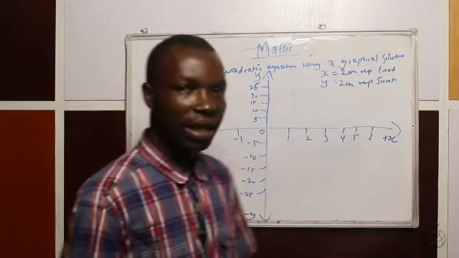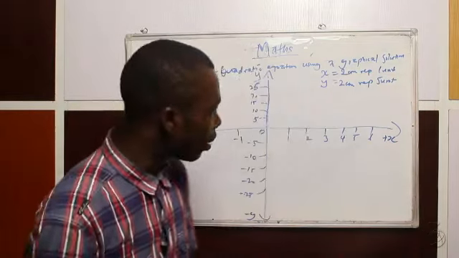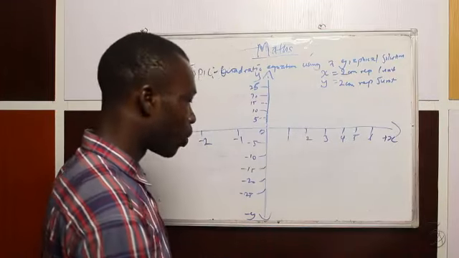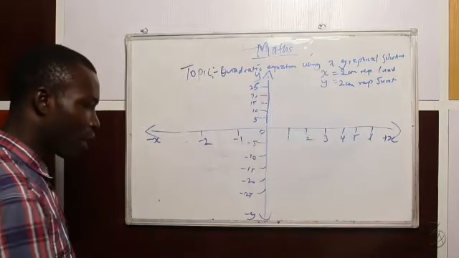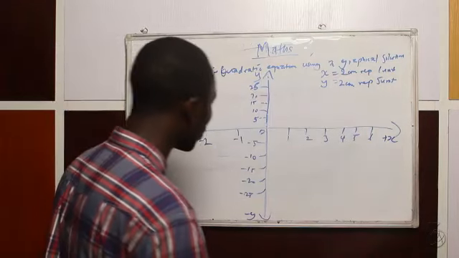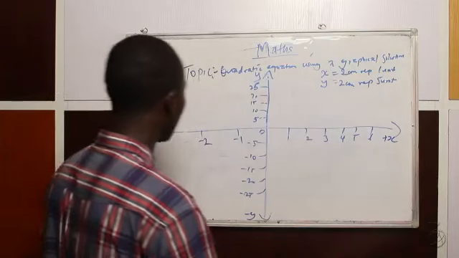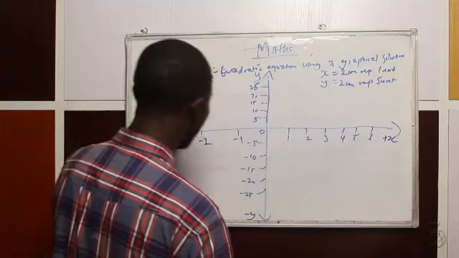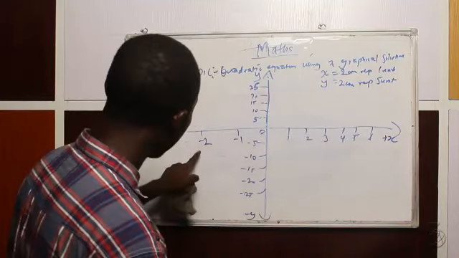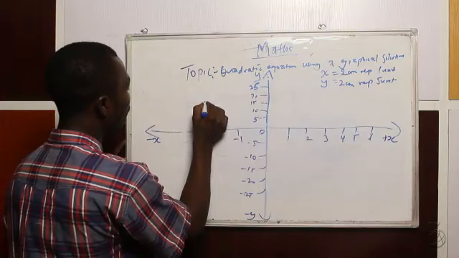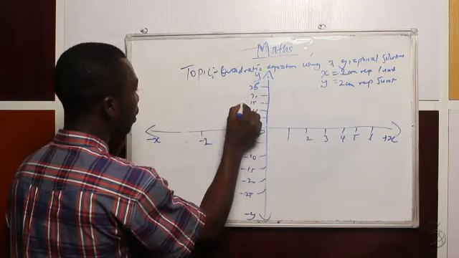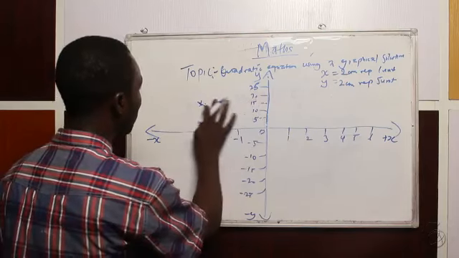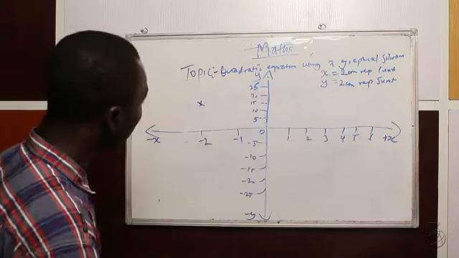Now we've chosen our scales, we've chosen everything. The next thing is for us to plot our graph. I want us to look very well. When x is minus 2, what is our y? When x is minus 2, our y was 15. So you trace with your ruler. I like you to trace with your ruler. When x is minus 2, our y is 15. You trace like this. By the time you trace it out, you ensure that it is accurate.